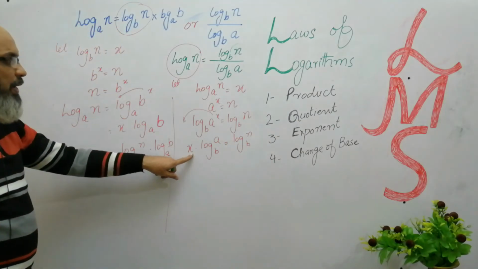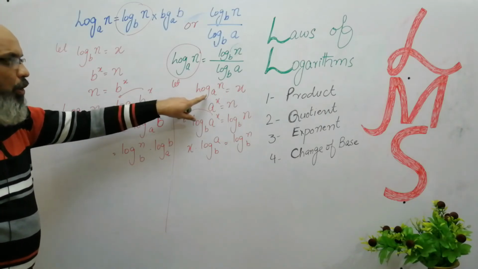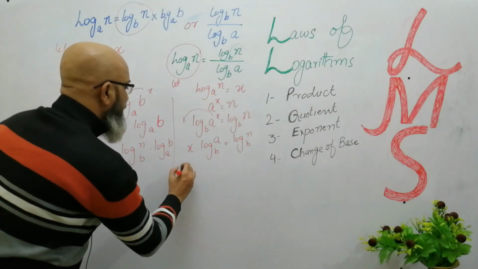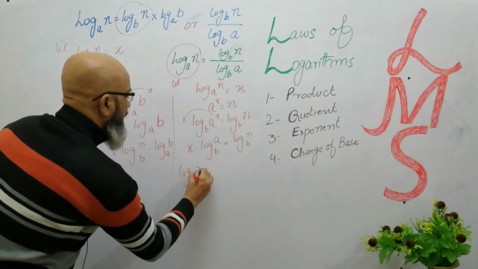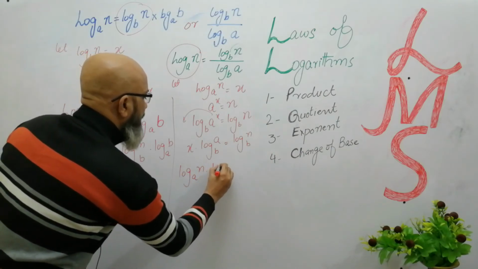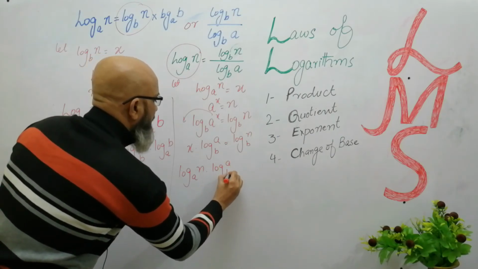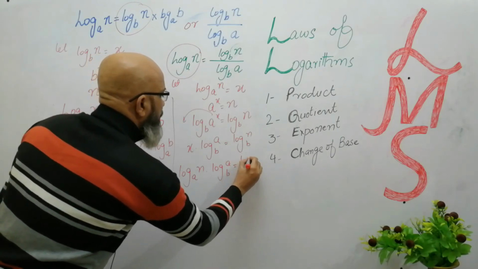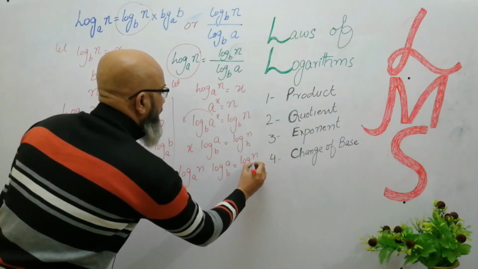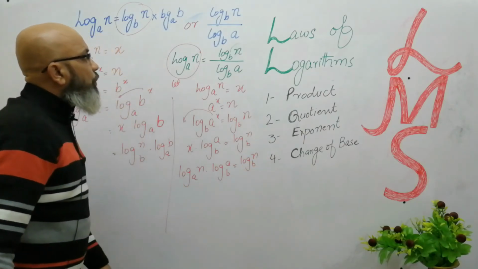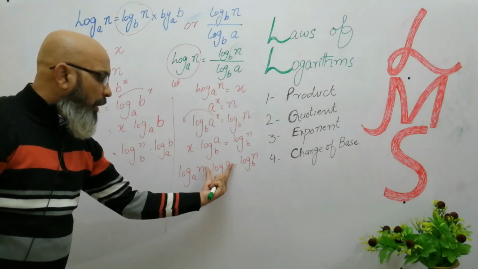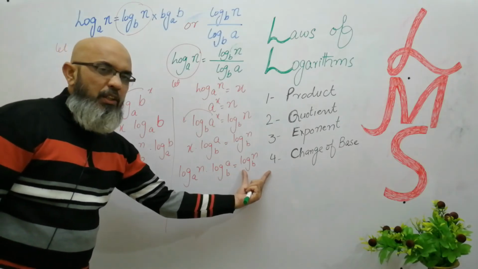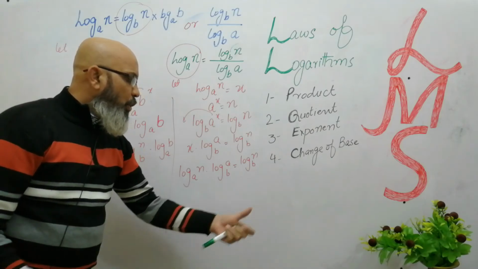Now what is the value of x? We let log n with base a. So right here log n with base a times log a with base b is equal to log n with base b. So now we have to divide by log a with base b. When you move in this way, it will come in the denominator.